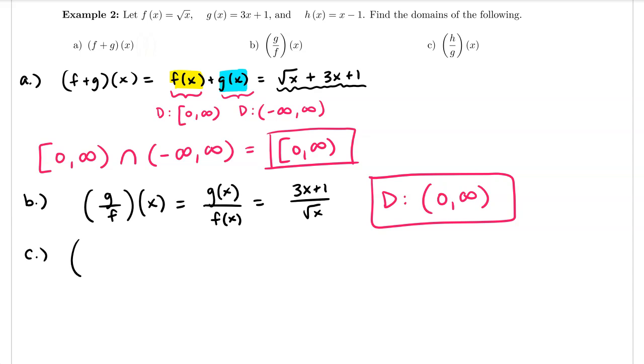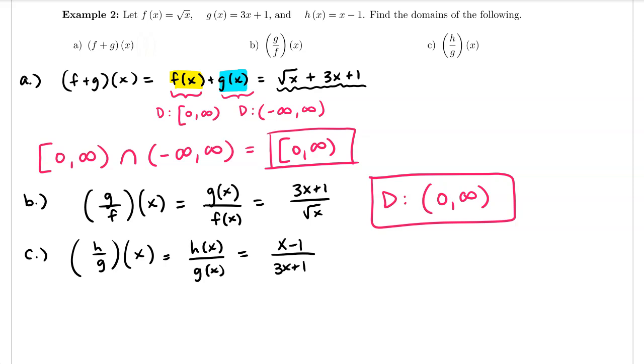For part C, we have h over g of x, which is equal to h of x over g of x. And h of x we see is x minus 1, and g of x is equal to 3x plus 1. And again, I can think about the intersections of the domains of the two original functions, or I can just take a look at my new function.